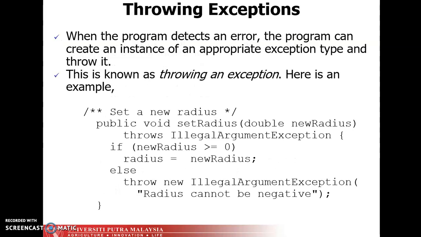After declaring the exception and when the program detects an error, the program can create an instance of an appropriate exception type and throw it. This operation is known as throwing the exception. Look at the following example.